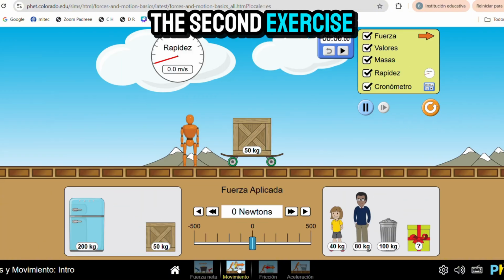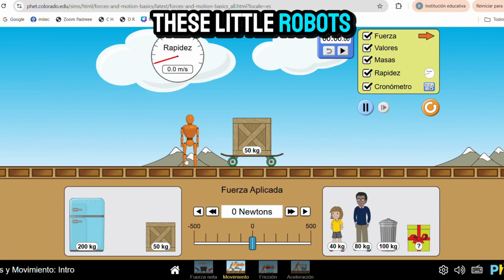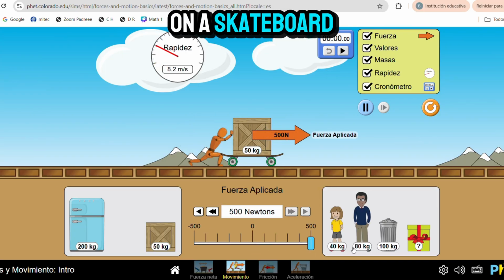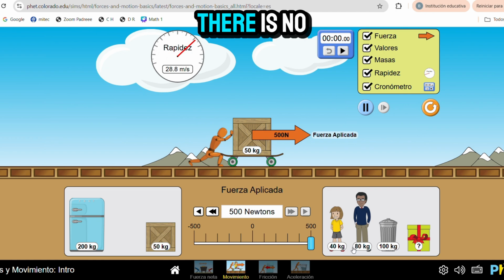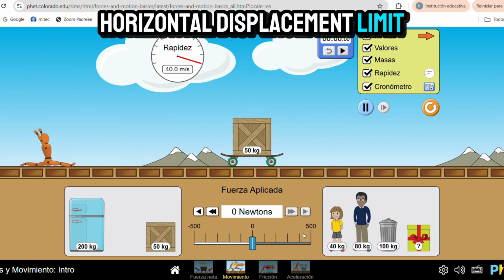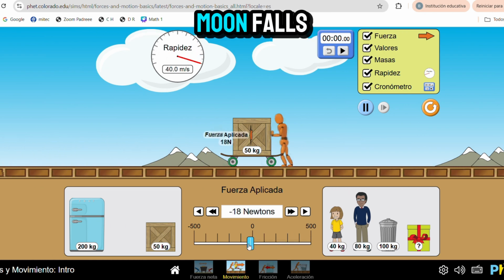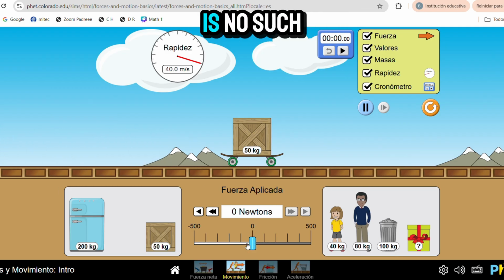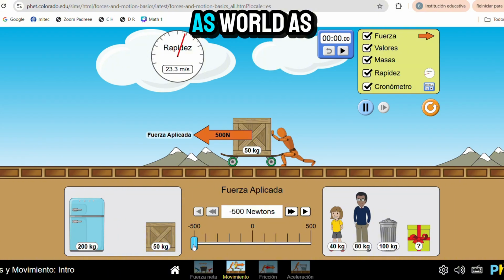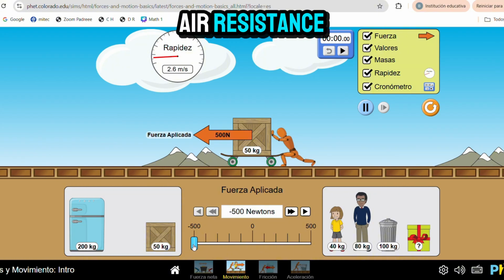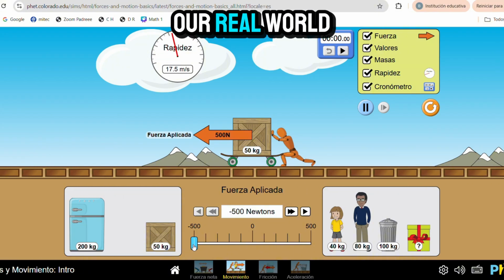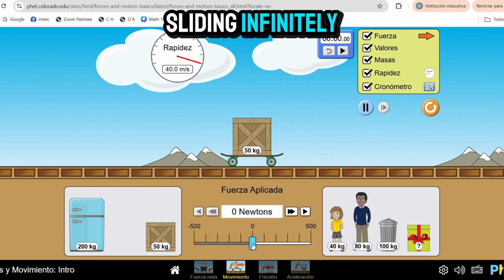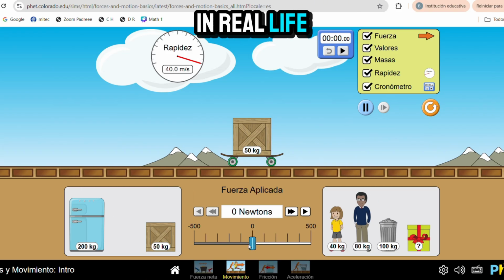The second exercise shows another of these little robots, now orange, who applies a force on a box on a skateboard. But this time there are no horizontal displacement limits, so you can push until the man falls. We can notice that there is no such thing in this world as air resistance, which exists in our real world. The object keeps sliding infinitely, which doesn't happen in real life.